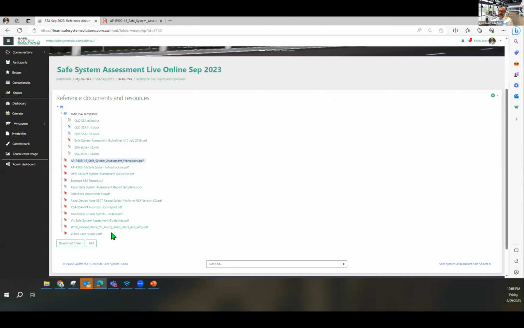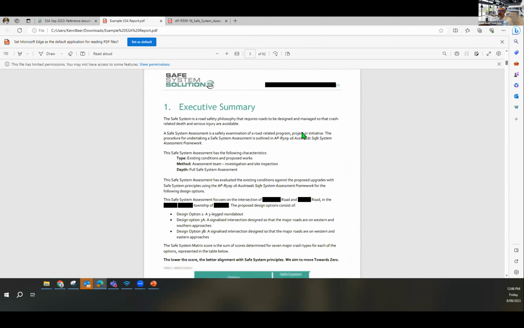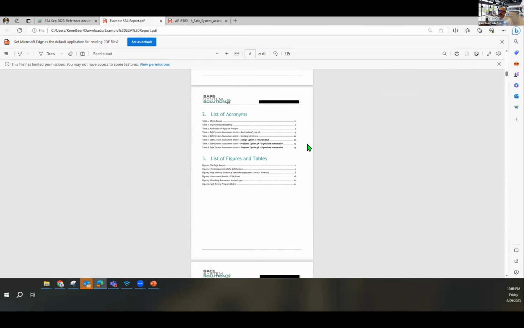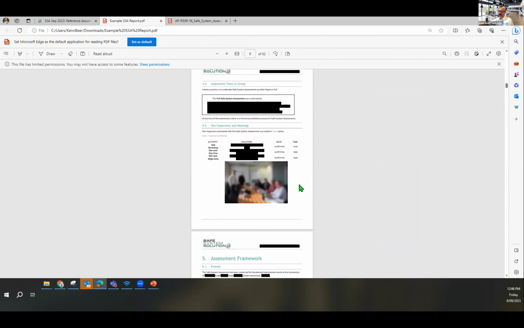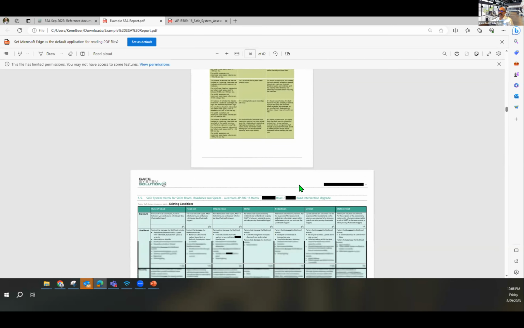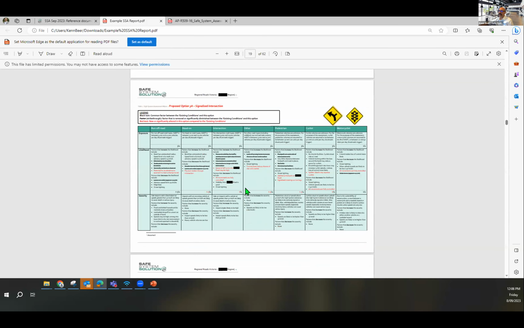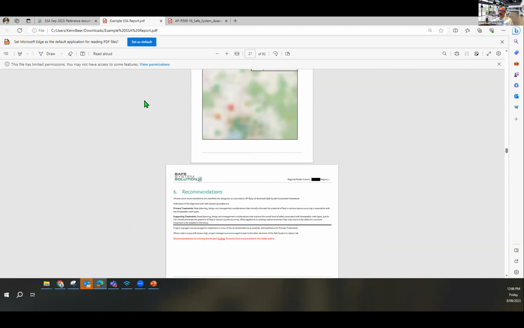I think they're the main ones. There is an example safe system assessment report in there. I'm just wondering what on earth that one is. Oh, it's that actual intersection we were looking at, probably in a bit more detail. So you can have a look at that if you want to get inspiration. A few things have been blacked out to not let you know exactly where that was. But you can see there the matrices and the graphs and the information. So that might help you out a little bit as well.